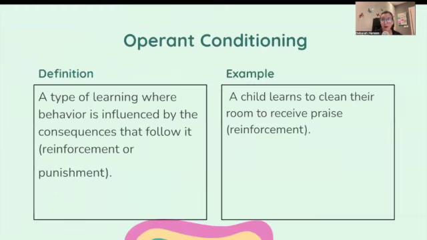Okay, so we're going to start with operant conditioning. The definition is a type of learning where behavior is influenced by the consequences that follow it. For example, reinforcement or punishment. Example, a child learns to clean their room to receive praise, reinforcement.